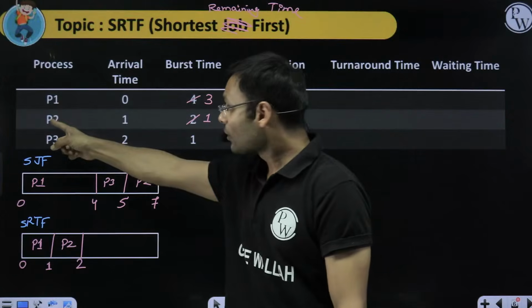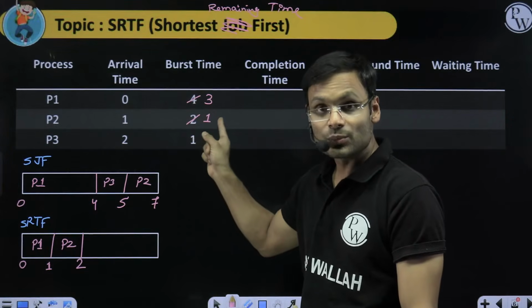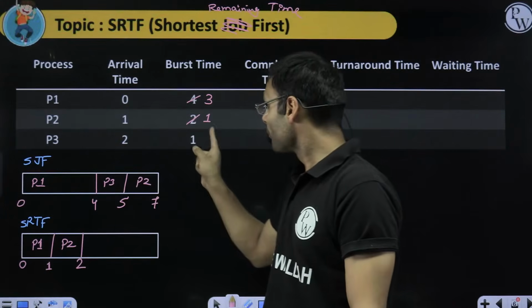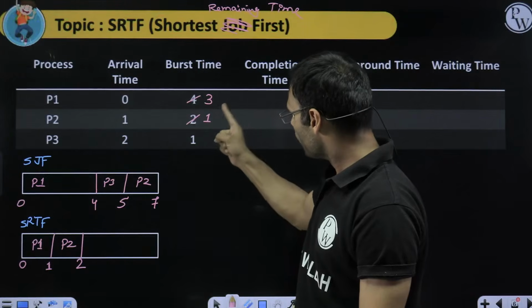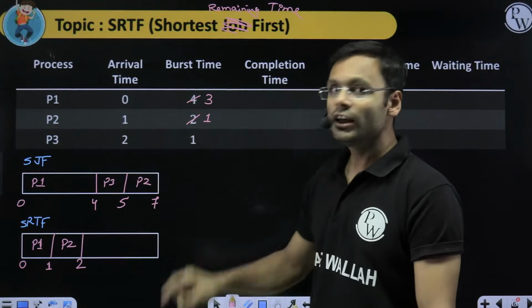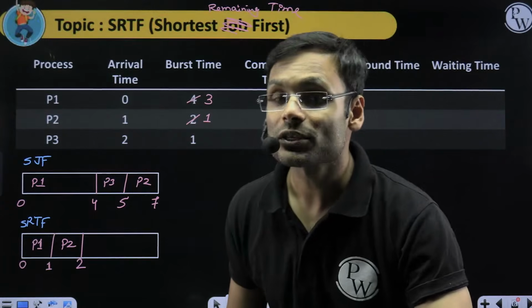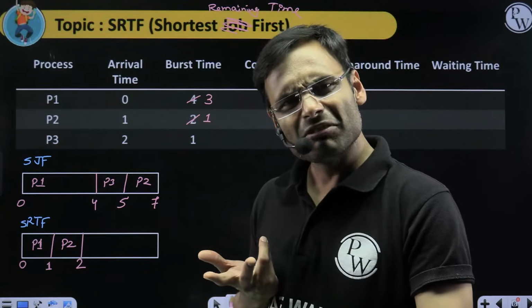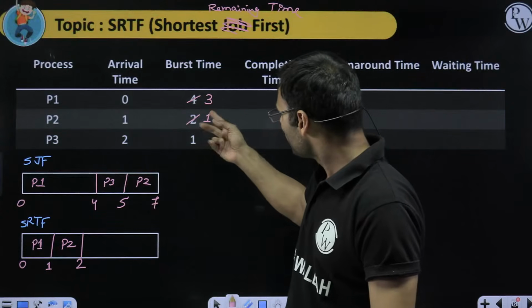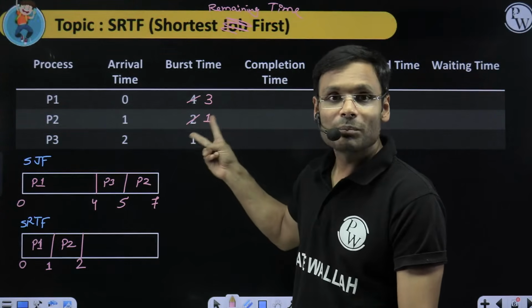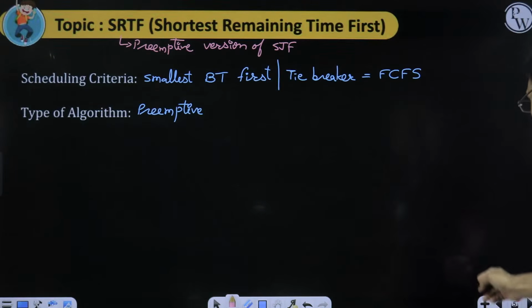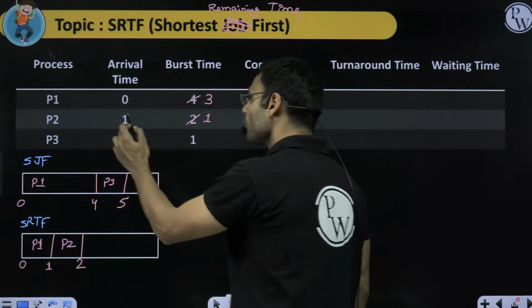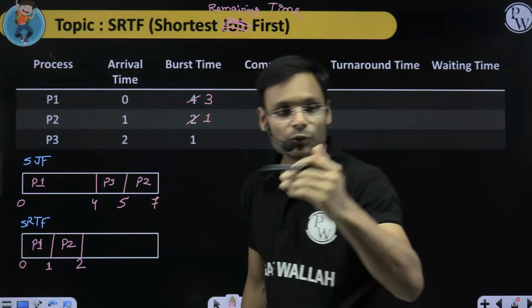Yes. Now, comparison is between this process which is currently running and the process which is next coming, P3. What is the remaining time of P2? 1. What is the remaining time of P3? 1. Which one is a smaller process? Both are equal. Both are having equal burst time. If equal burst time, then which process should I execute? What is the tiebreaker, boss? FCFS. Whichever process comes first. Arrival time of P2 is lesser. So let's continue P2 only.